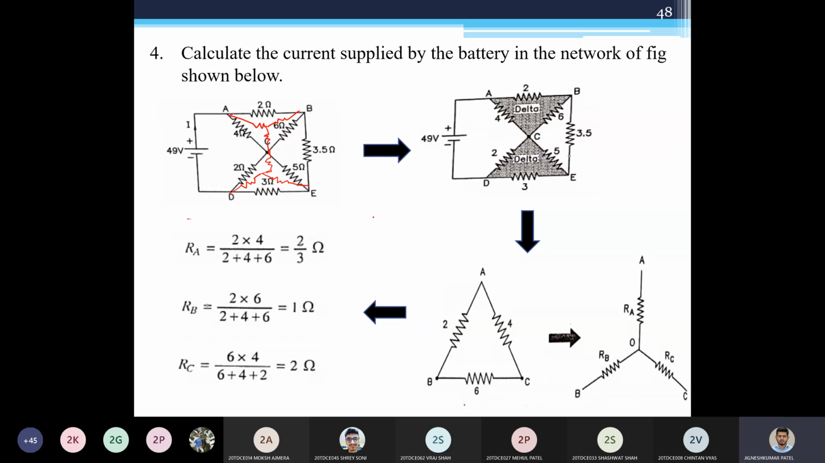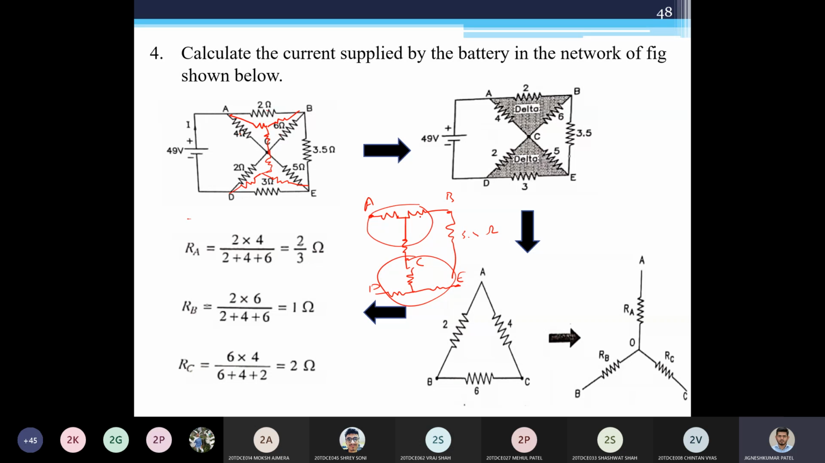If I draw the equivalent, this is my point A, this is my point B. I have dismantled this 2, 4, and 6. Instead of 2, 4, 6, what I will draw is this is my A, this is my B, and this is my C point. In the same way, I am dismantling the lower part here. This is my D point and this is my E point. So this is the simpler network. Between B and D, I have one more resistance, so I can draw it here. This is my 3.5 ohm resistor. I have to calculate these three values from the star-delta conversion.